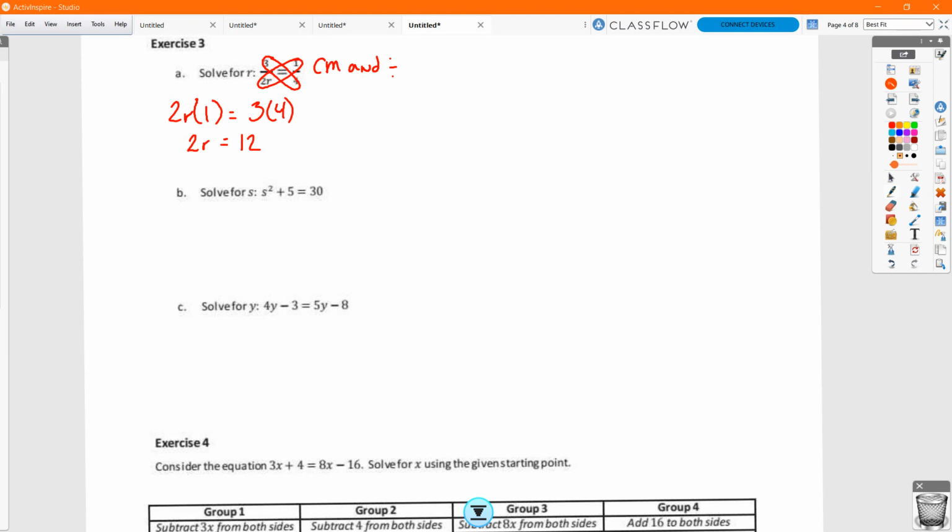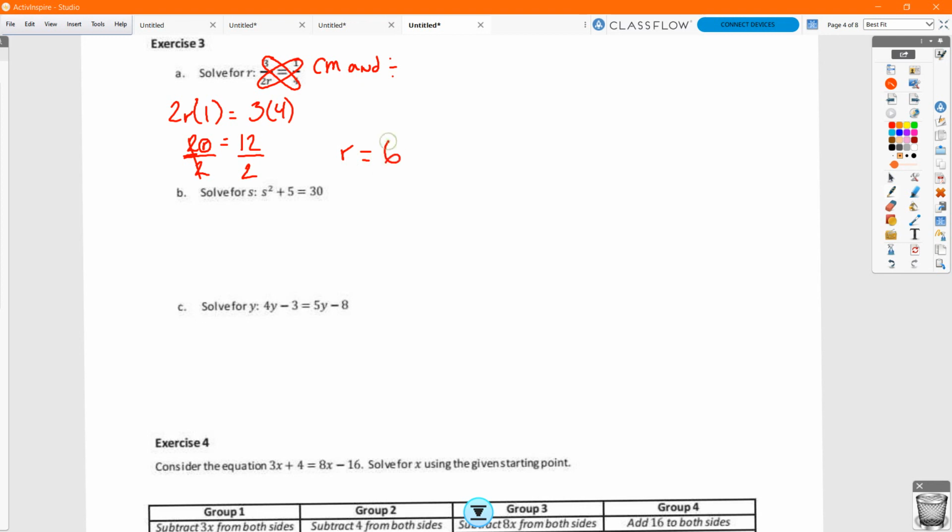So now the question becomes, what is the opposite of multiplication, okay? Since we're trying to find R, we've got to get rid of this 2. So this is 2 times R, so the opposite of multiplication has got to be division. We've got to divide both sides by the 2. 2 divided by 2 is 1, which means R is by itself now. 12 divided by 2 is 6.